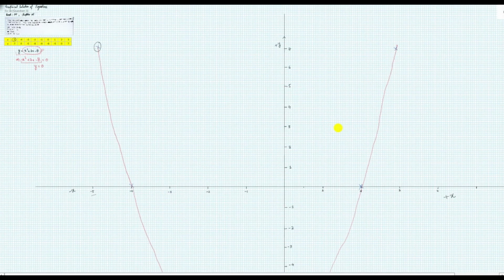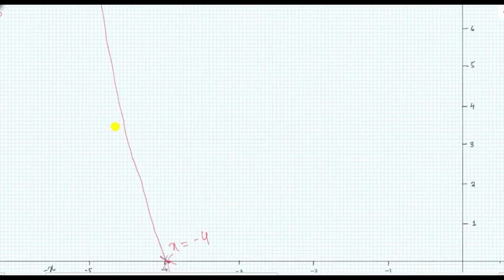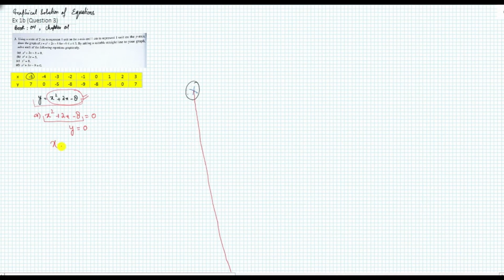Now if we check the x values on our graph, here we will get these two answers from the graph paper. Here our curve is crossing the x-axis. So at this point the value of x is 2 and at this point the value of x is −4. So the solution of this part is x = 2 and −4.